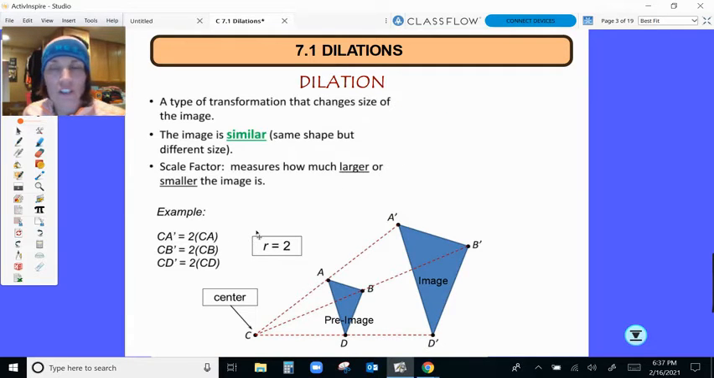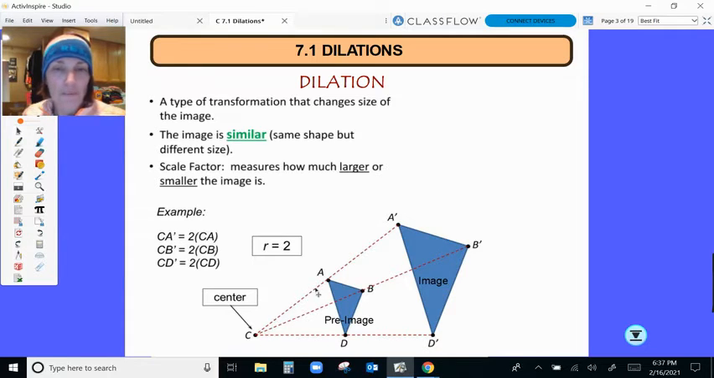So our first little journey here with similarity is a dilation. A dilation is a type of transformation that changes the size of an image. We either have an enlargement when the size gets bigger, or we have a reduction when it gets smaller, okay? The image is similar, which means it's the same shape but different size, and the scale factor measures how much larger or how much smaller the image is.